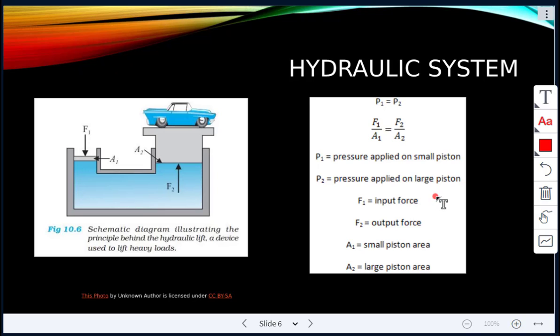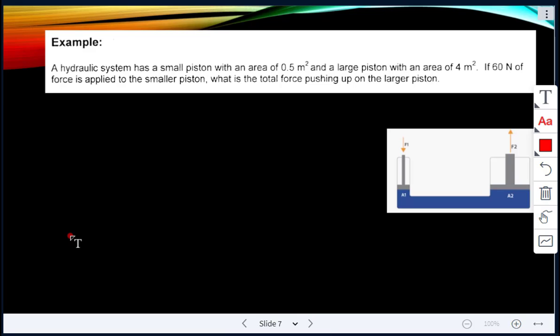F1 is the input force, F2 is the output force. A1, that's the area of the small piston. A2, that's the area of the large piston. So let's take a look at this example.